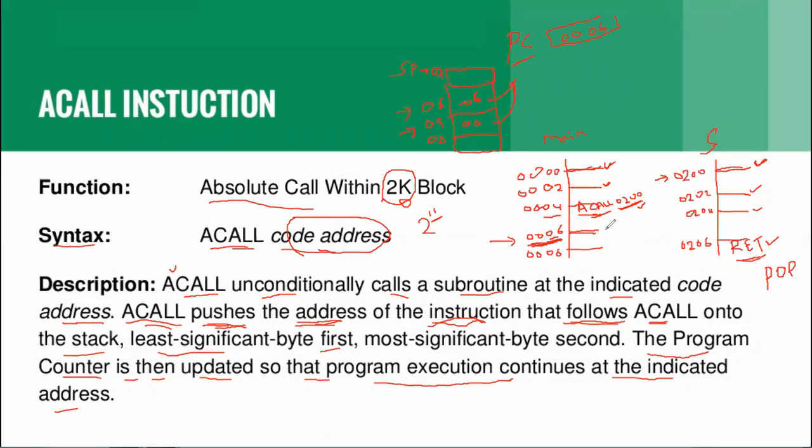Correct? So this instruction will be executed next, and then this will be 8 when this instruction is executed, and then this instruction will be executed 0008. Is it understood? ACALL instruction. The only limit is 2 kilobytes. So that means an 11-bit address, that only I can provide.